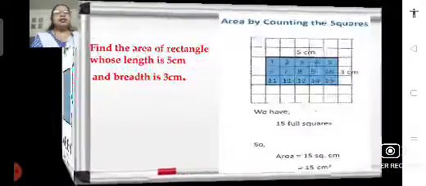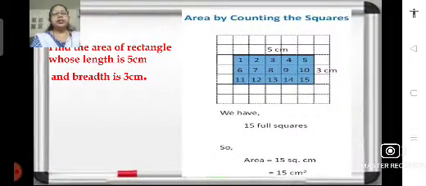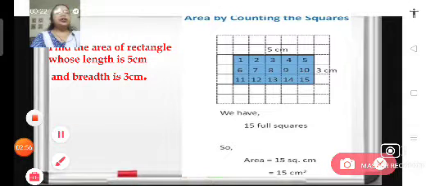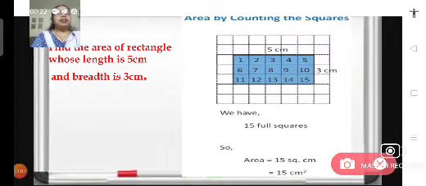Let's consider this example to understand this better. Find the area of a rectangle whose length is 5 centimeters and breadth is 3 centimeters. So if we find the area by counting the number of squares enclosed by this rectangle, then we can see that we have 15 full squares, isn't it? The rectangle encloses 15 full squares. So the area of rectangle is 15 square centimeters.